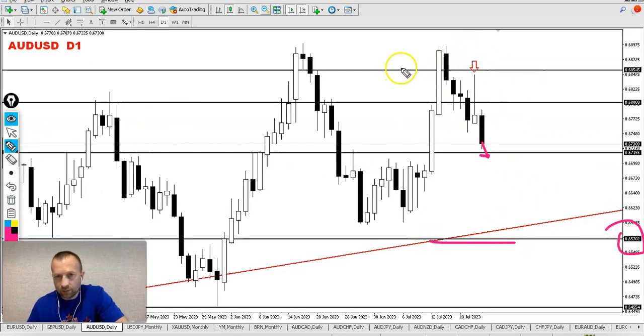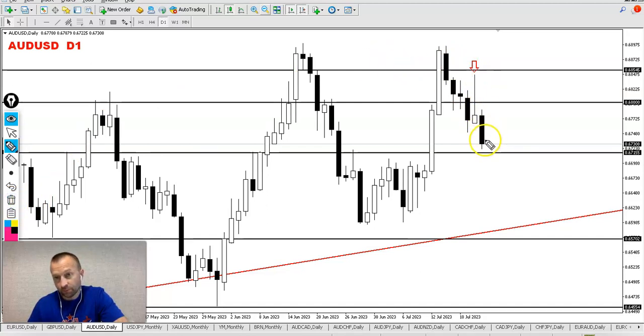On the other hand, bulls need to clean this level 0.6850 to continue the bull run. We had a pin bar. If you're talking about a price action signal, it was a signal. I think it's still valid.